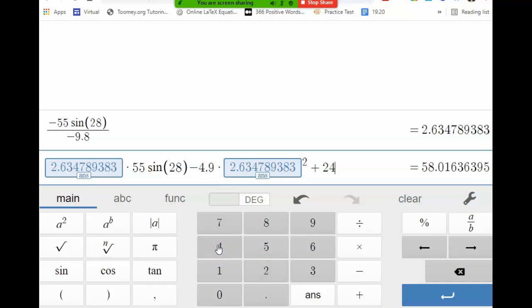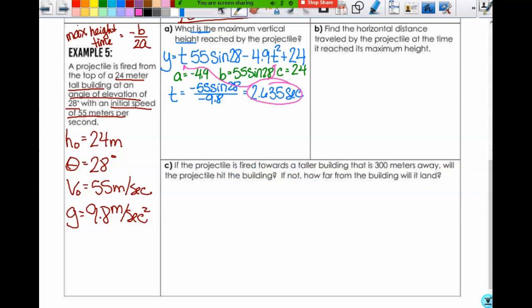And I'm not even going to hit enter. I'll tell you why here in just a second. You can, but I'm not going to, because it still gives me my answer just fine. So my answer is 58.016 meters. That is the maximum height. This is the time at which it reaches it. That is the maximum height.